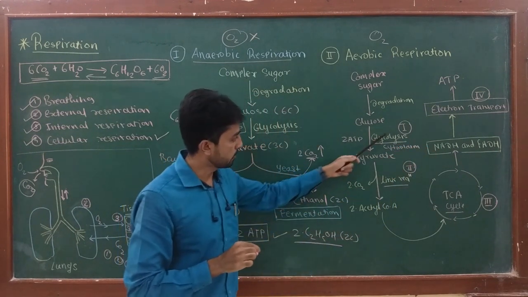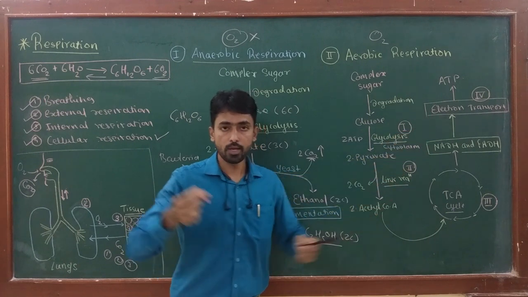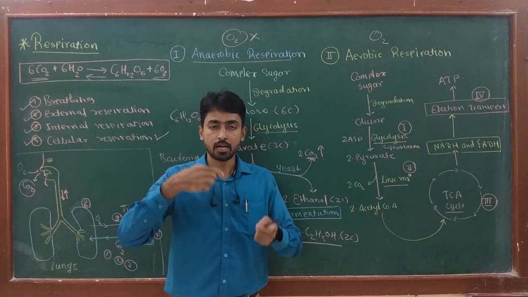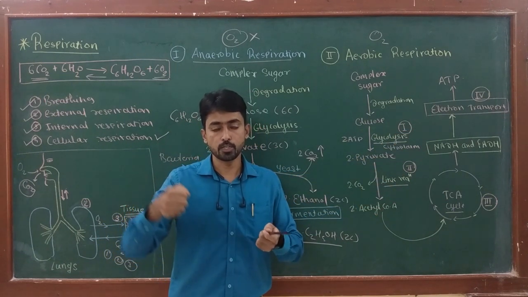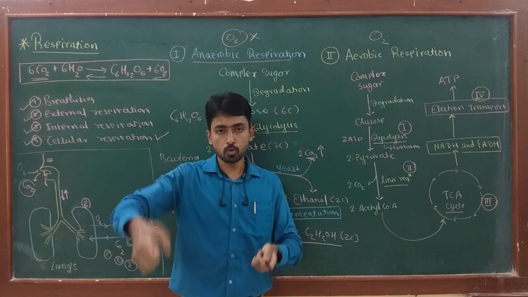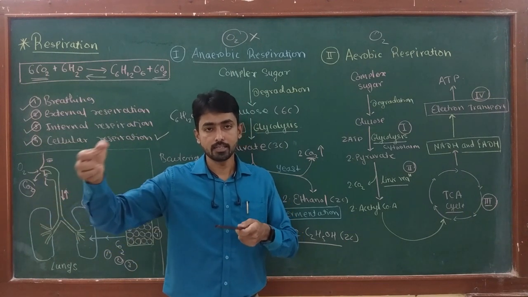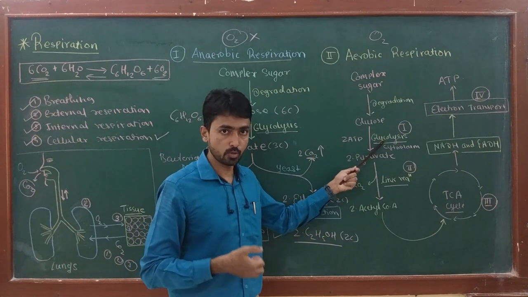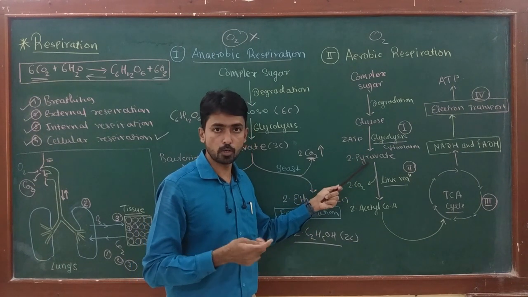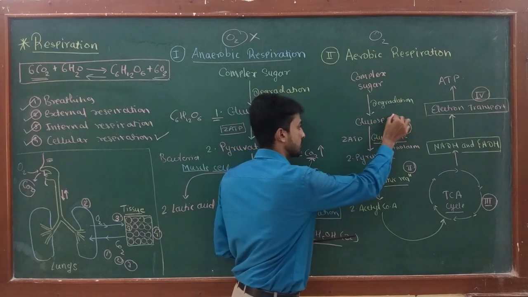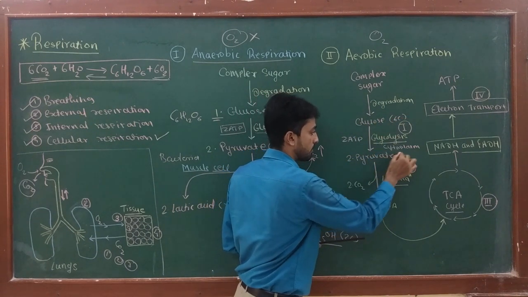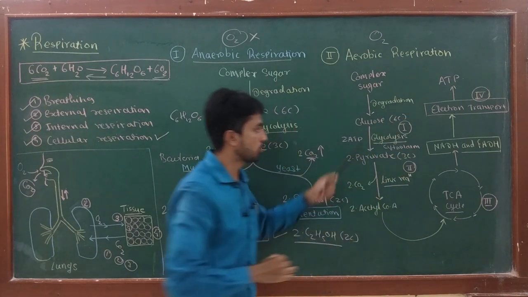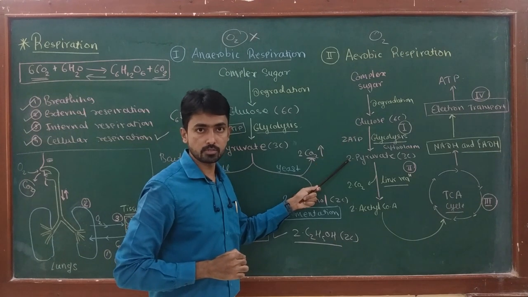Remember the location of these 4 stages. When we eat food, after digestion and absorption into the blood, glucose is delivered into the cell, and then in the cell cytoplasm, glycolysis occurs. During glycolysis, glucose is converted into 2 molecules of pyruvate. Glucose is a 6 carbon compound, and we know that pyruvate is a 3 carbon compound. So from 1 glucose, 2 molecules of pyruvate are produced.